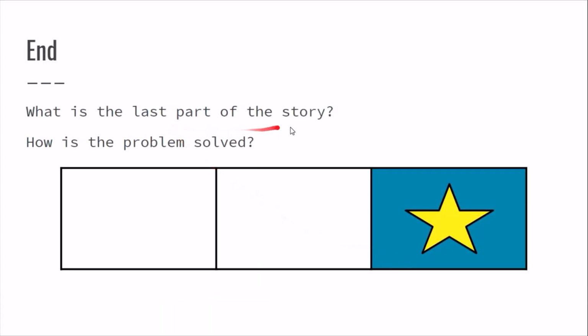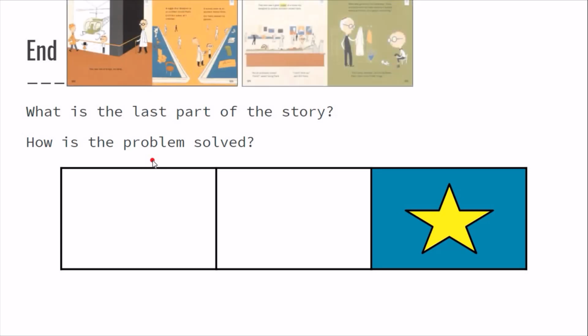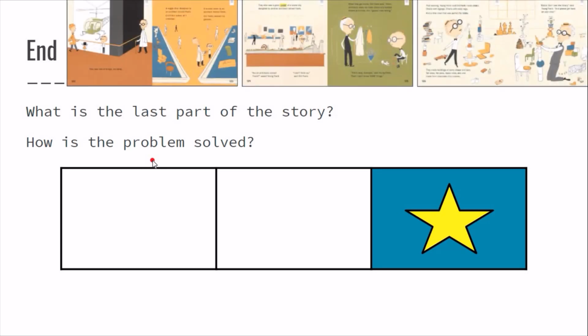What is the last part of the story, and how is the problem solved? Use these pictures from the last part of the story to help you out. Pause the video here to think of your answer, and when you are ready, click play.